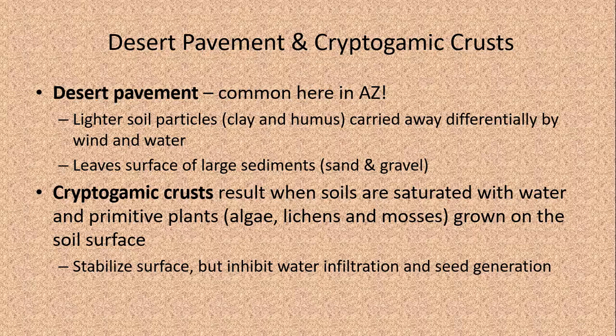Another thing we see are cryptogamic crusts. These occur when soils are saturated with water, and also primitive plants grow on the soil surface. This stabilizes the surface, which is good, but the formation of the algae, lichens, and mosses on the soil surface forms kind of like a crust on top of the soil, and it prevents water from infiltrating, and it prevents seeds from other plants from coming in and getting established in the soil.